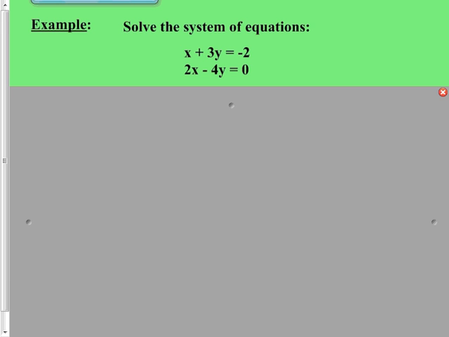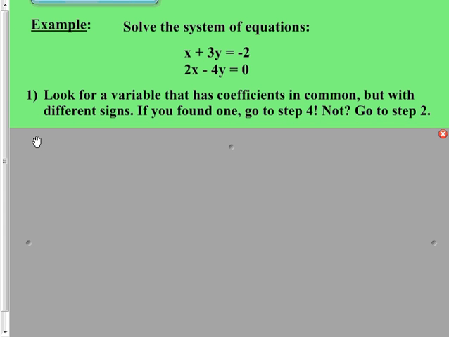Okay, so step 1 tells us to look for a variable that has coefficients in common but with different signs. Okay, we'll look at the x's. We have 1x in the first equation, 2x's in the second equation. That's not what step 1 wants, so let's look at the y's. We have 3y's in equation 1. We have -4y's in equation 2. That is not what step 1 wants either.